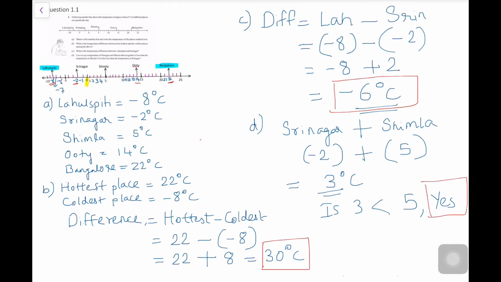Okay. Now the second part of the same question is, is it also less than the temperature at Srinagar? Is 3 less than the temperature at Srinagar? The temperature at Srinagar is minus 2. So instead of Srinagar, I will write minus 2. Is 3 less than minus 2? Of course not, because minus 2 is a negative number and it is much less than 3. You can see it from the number line also. 3 is greater than minus 2. So the answer here is no.